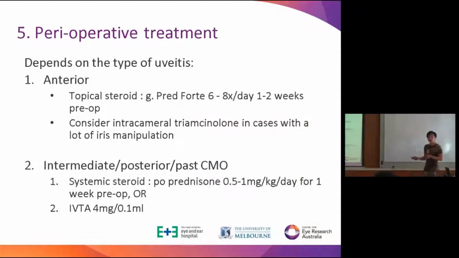Peri-operative treatment: if they've got anterior uveitis, I will increase the topical steroid. If there's a lot of anterior segment manipulation of the iris, I will consider putting in intracameral triamcinolone to settle the eye down in the immediate post-op period. If they've got a history of cystoid macular edema, I will either put them on systemic steroid or on intravitreal triamcinolone at the time of surgery, okay?